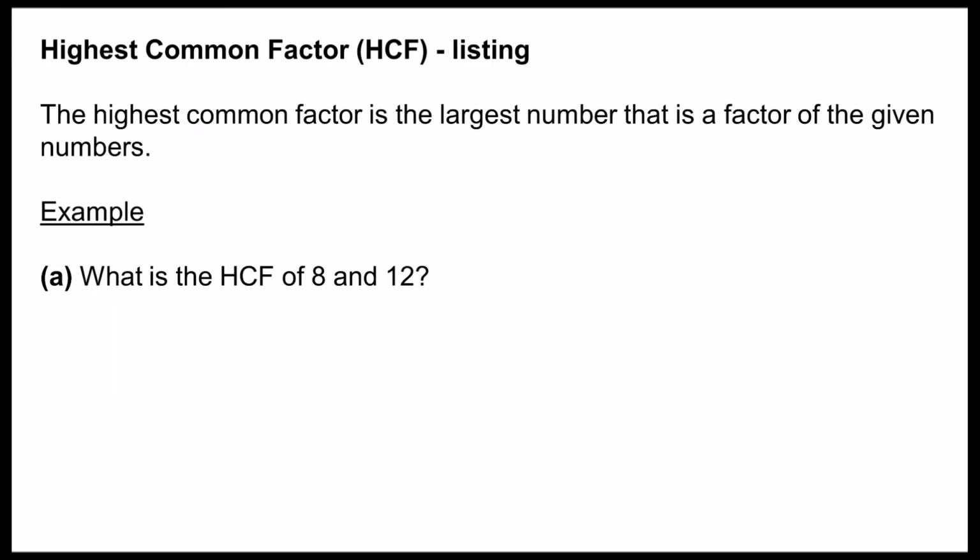So the last part of the lesson is looking at the highest common factor, also referred to as the HCF. The highest common factor is the largest number that is a factor of any of the given numbers. In our example, we're asked to find the HCF of 8 and 12. So to do this, I need to list all of the factors of 8 and 12. Let's start off by looking at the number 8. I know that the factor pairs of 8 are 1 times 8 and 2 times 4, which means that the factors of 8 are 1, 2, 4 and 8.